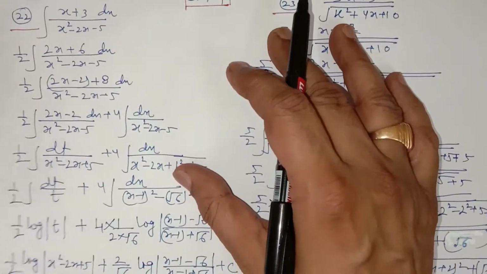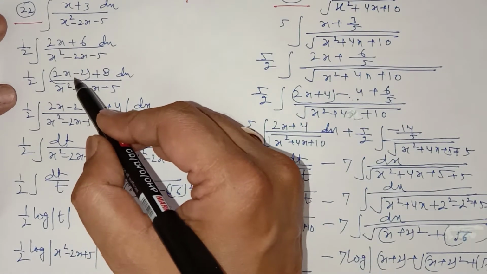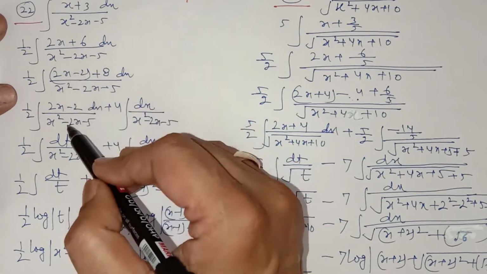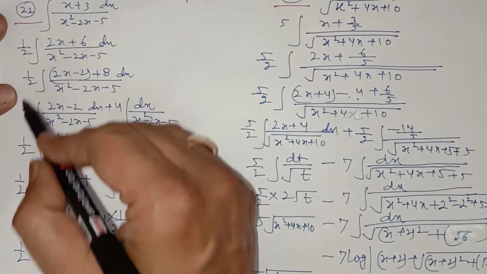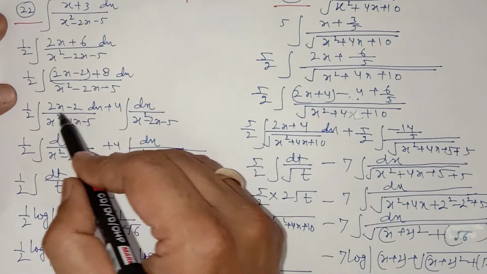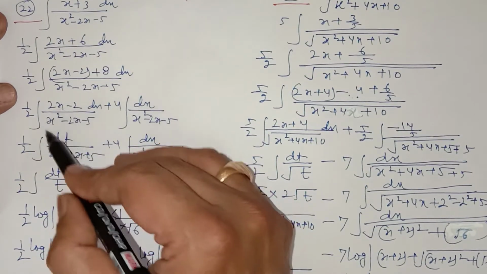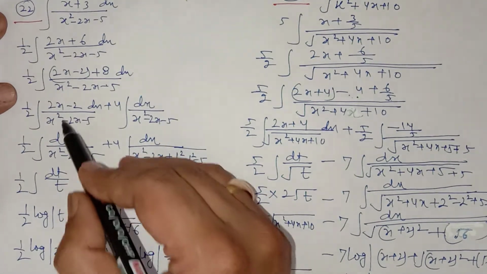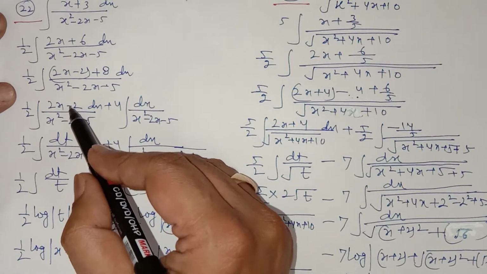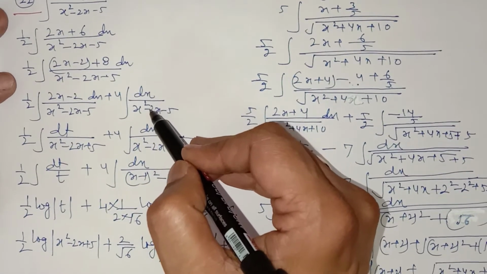So as usual, break into two integrals, one containing the derivative of the denominator, that is 2x minus 2 upon this, and 8 upon this, taking care of the half sign. Half into 8 will be equal to 4. Now let this be equal to t, because the derivative of this is 2x minus 2. When you let this equal to t, this will be cancelled out and it will become dt upon t, and here you have to integrate by making a perfect square as usual.